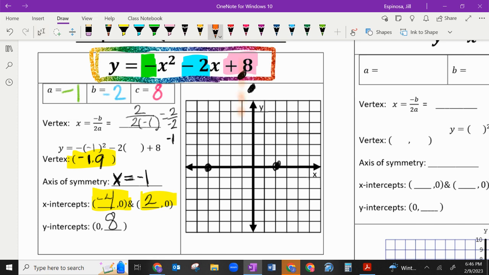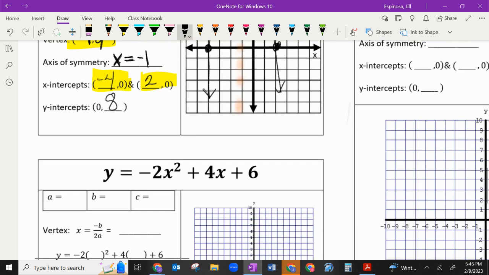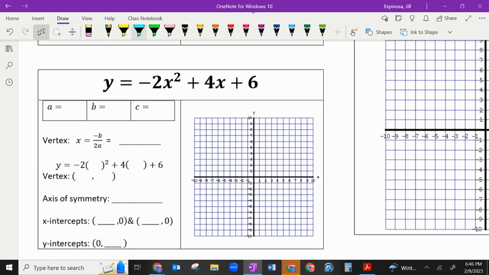However, this was my vertex and my axis of symmetry goes down that way. So it's going to be here and here. If you need to pause the video, please do so. And then we'll go on to the next one here. So here again, I have my A, I have my B, and I have my C. From here, I want you to take a moment, pause the video, and get all of those values.